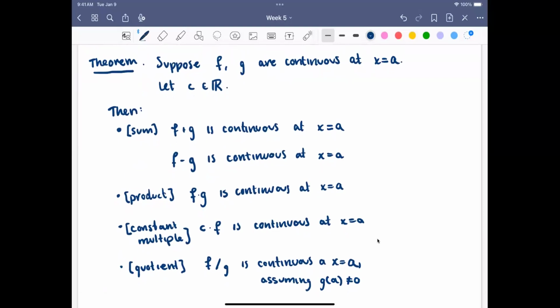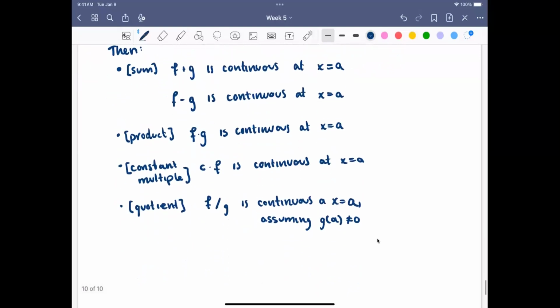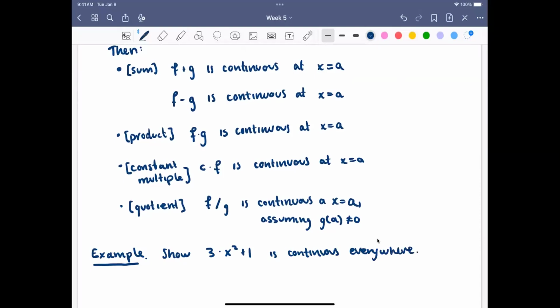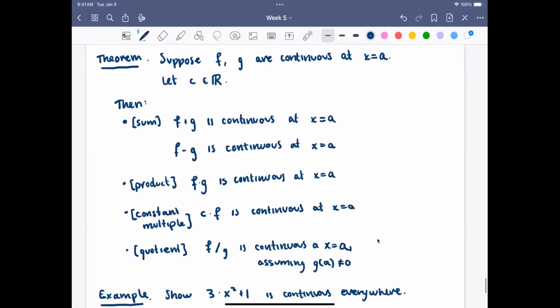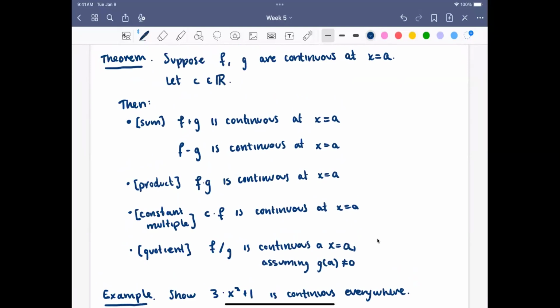So let's do a quick example to see how this is making our lives easier. Let's show that the function 3 times x squared plus 1 is continuous everywhere. Actually, are there questions about the statement of the theorem before I do the example?